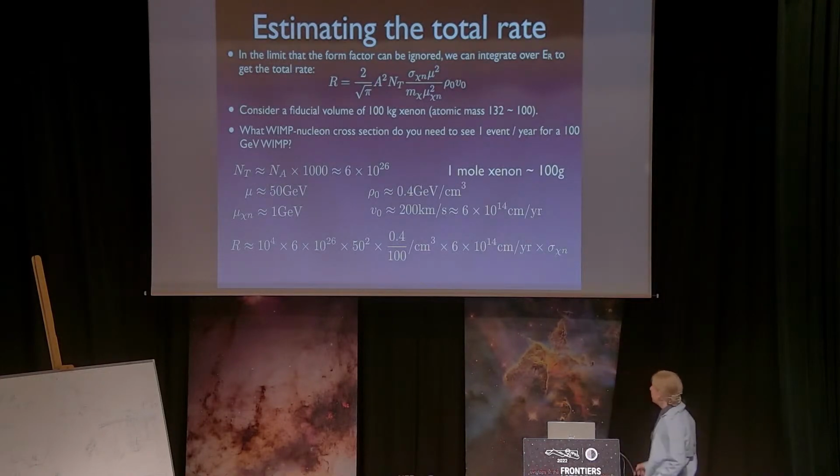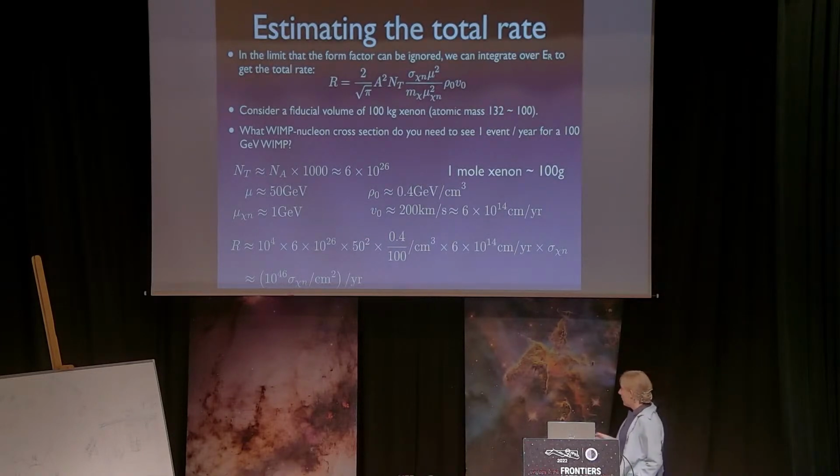So if we put all those numbers into this estimate for the overall rate and do a little bit of algebra, we end up with a result that looks like 10 to the 46 times sigma chi n per square centimeter per year. So if we waited a year with 100 kilos of xenon, and we had a cross-section between dark matter and nucleons, as defined previously, averaged over protons and neutrons, and this sigma was 10 to the minus 46 square centimeters, you would expect to see about 1 event a year in 100 kilos of xenon. Have a larger volume of xenon, you can get to smaller cross-sections.